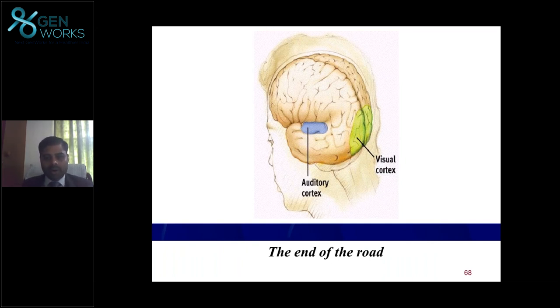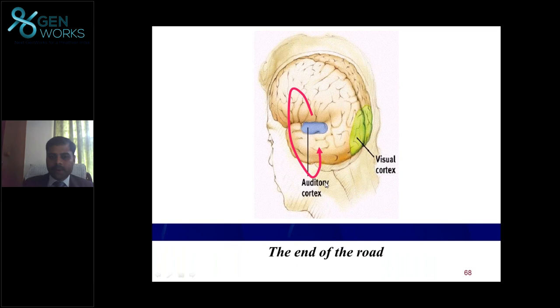Now, this is the auditory cortex and this is the visual cortex. The auditory cortex is the seat of sensation of sound. The visual cortex is the seat of sensation of vision, right? Which means if you give any electrical information to this particular part of the brain, you will hear it as sound. To put it very simply, if I put two electrodes and give an electrical charge directly to this auditory cortex, you will hear sound. Similarly, you will see colors or light when you stimulate the visual cortex, right?